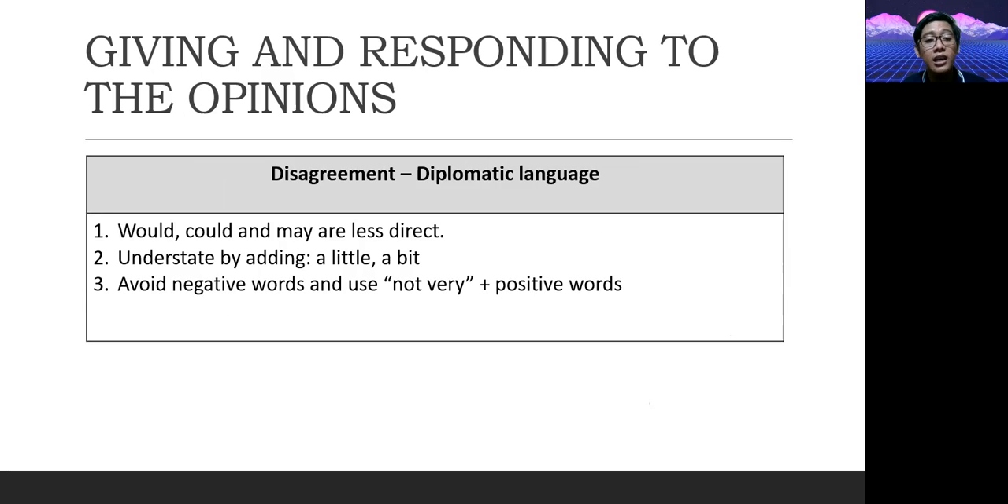The second one is to understate by adding a little and a bit. And then the third one is to avoid negative words and use not very plus a positive word. For example, I'm not very keen on this or that. You can use not very instead of a negative word.